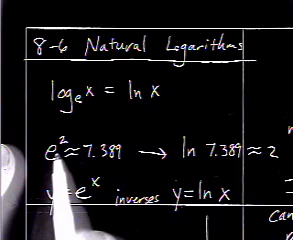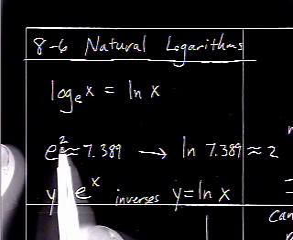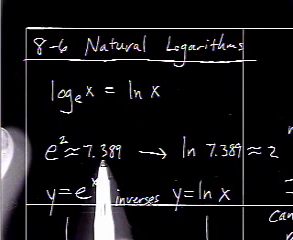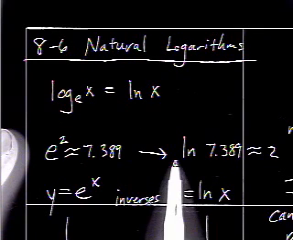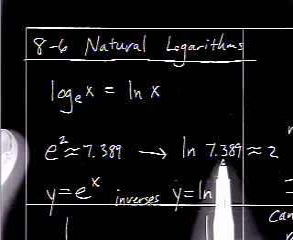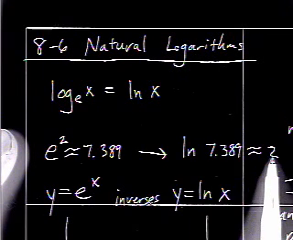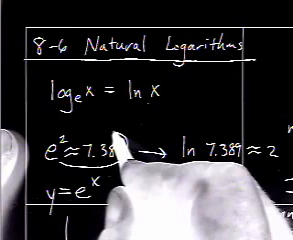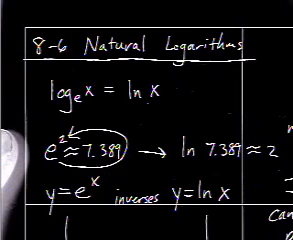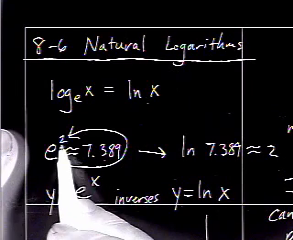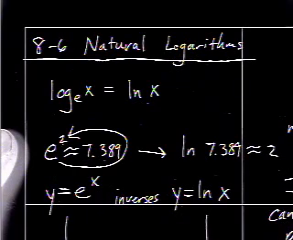Okay, here's the exponential form. e to the second power, we know that's approximately 7.389. That's the same thing as the log form: natural log of 7.389 is approximately 2. Remember, you're rewriting it into its log form, and you're using the base is e, the argument is 7.389, and the exponent that it equals is 2.